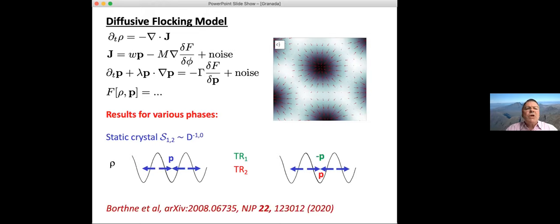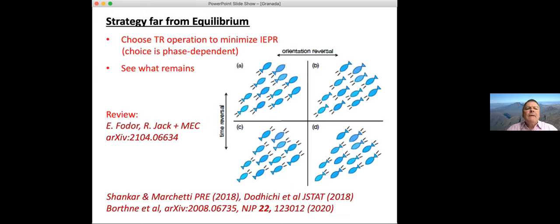So there's a kind of strategy emerging here, which is to make use of the informatic entropy production. What is it meant to be? Well, it's meant to be a tool for telling you how irreversible is the coarse-grained dynamics of some arbitrary active system. That's why some of us have been studying it for quite some time.